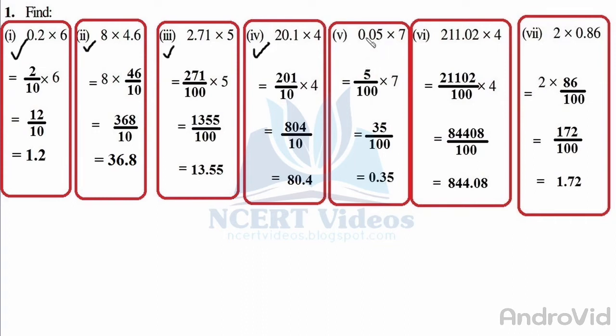Here 5 as it is, representing the decimal with 1, number of digits after that towards the right-hand side are 2, therefore 2 zeros into 7. 5 7s are 35 upon 100, writing 35 as it is, counting the number of zeros, 2, therefore 1, 2.